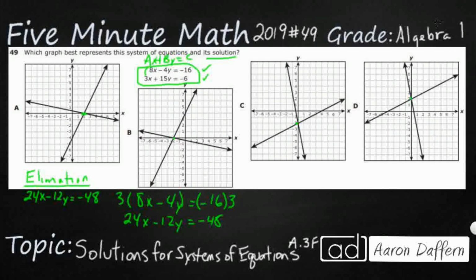Now, if that's going to be 24, I need this 3 to be a 24. So I'm going to multiply by 8. But since they're both positive, I need to multiply that by negative 8. So 3x plus 15y equals negative 6. If I multiply both sides by negative 8, now I'm going to get a negative 24. That's what I'm wanting. So negative 24x. And then negative 8 times 15, so that's going to be negative 120y. And negative 8 times negative 6 is going to end up being a positive 48.